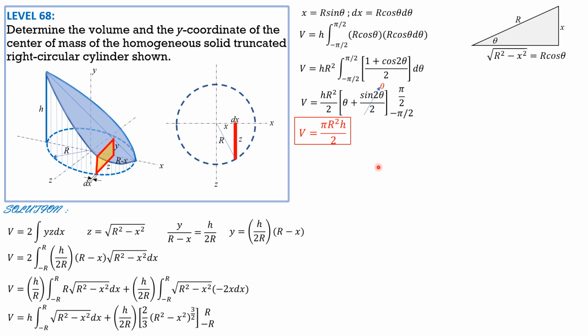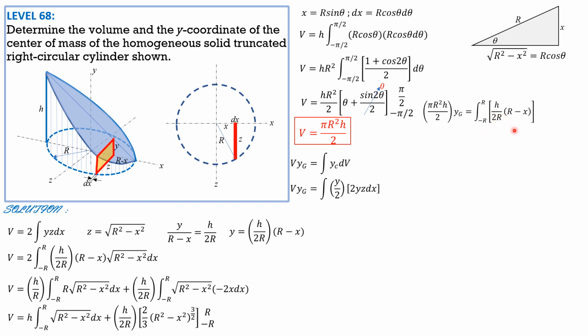Then by Varignon's theorem, volume times yg equals integral of y sub c dv, where y sub c is, because this is the centroid, this is a rectangular slab, y sub c is there at the center. So y sub c is just y over 2. So volume yg equals integral of y over 2 dv. dv is 2yz dx. Cancel 2. So volume, pi r squared h over 2, times yg equals integral of y squared from negative r to r.